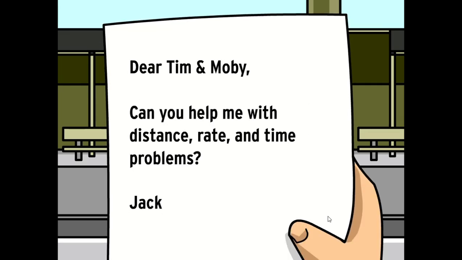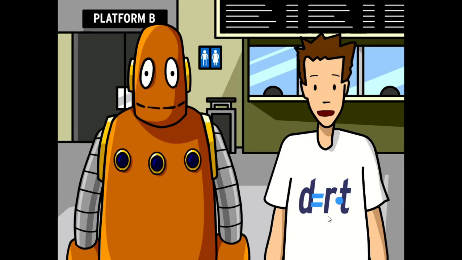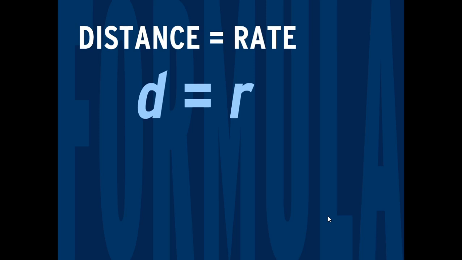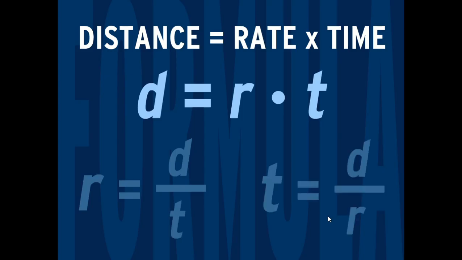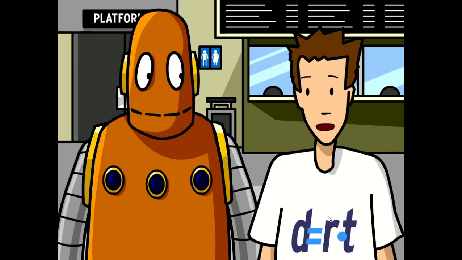Dear Tim and Moby, can you help me with distance, rate, and time problems? From Jack. I have trouble with those too, but they're not so bad once you take them apart. The first thing to know is the formula. Distance equals rate times time. We can also say that rate equals distance divided by time, and time equals distance divided by rate. This formula can help you solve all sorts of problems.